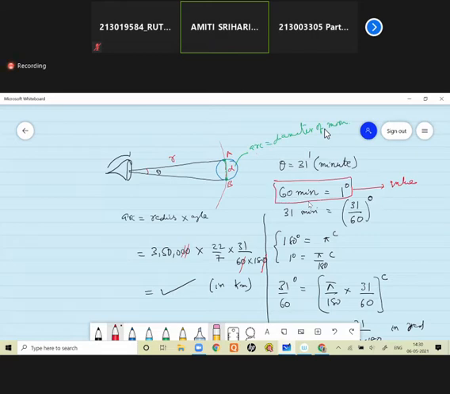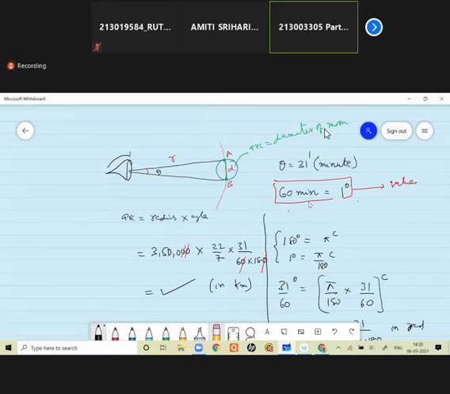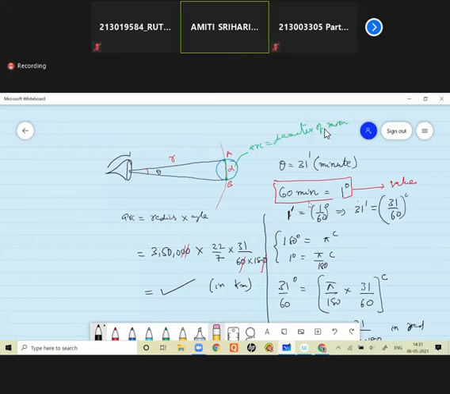So now 31 minutes means what? 31 minutes is equal to how much? 60 minutes is 1 degree, so how much will 31 minutes be? I will tell you. 1 minute is equal to how much? 1 minute is equal to 1 by 60 degrees. Am I correct? If 1 pen costs 1 by 60, so 31 pens cost 31 by 60 of what? Degrees. Okay now?